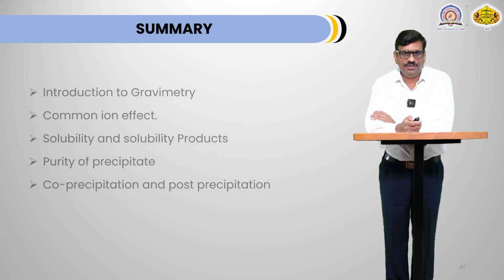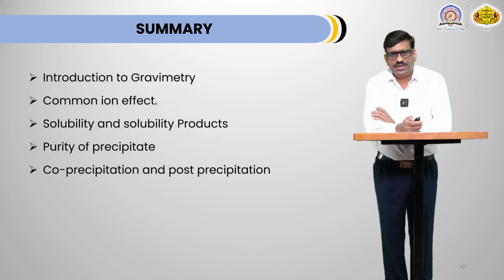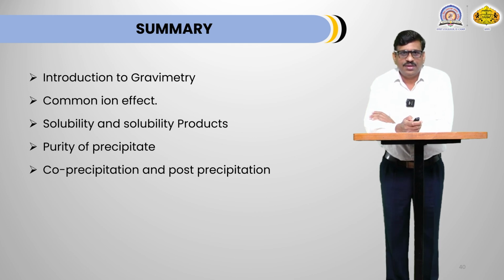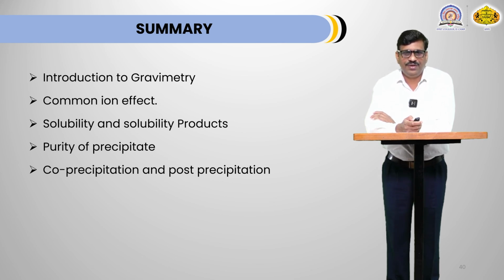Summary of today's session. In this session, we have discussed gravimetry and types of gravimetry. We have discussed common ion effect. We have also discussed how common ion effect is important in gravimetric analysis. We have discussed solubility and solubility product. In that, we have discussed solubility product of sparingly soluble salt. We have discussed purity of precipitate. We have discussed co-precipitation and post-precipitation in detail.